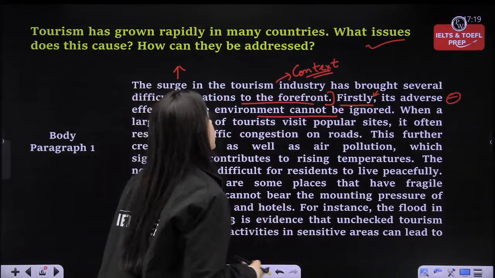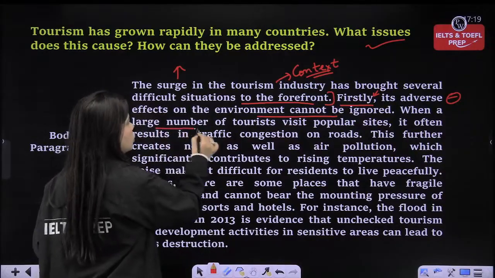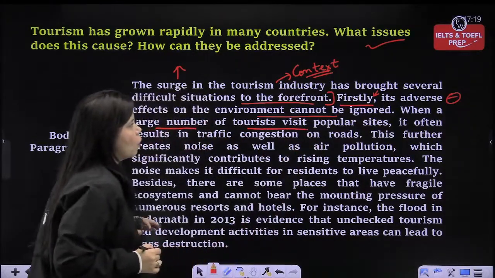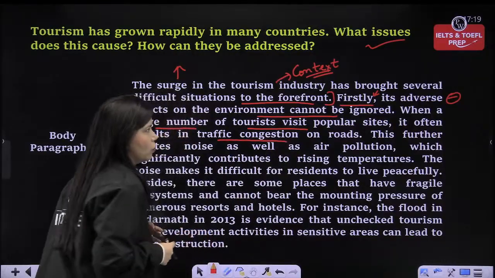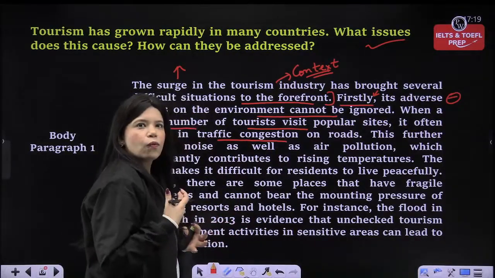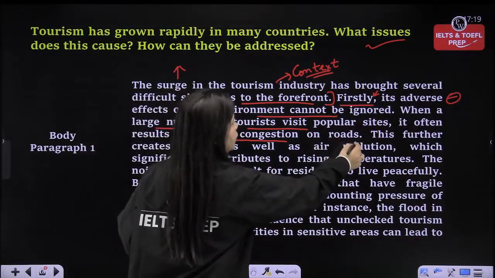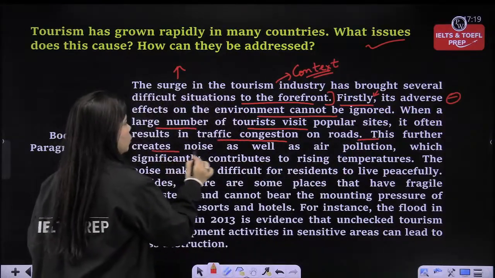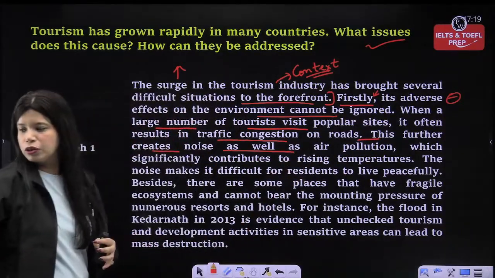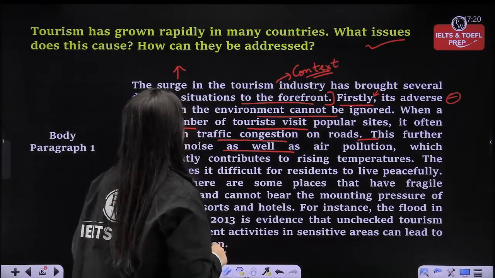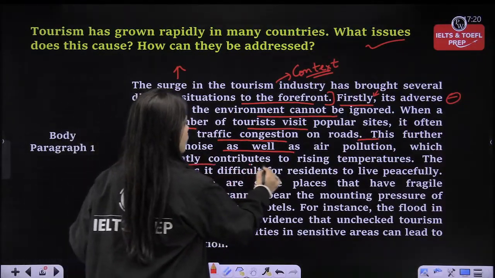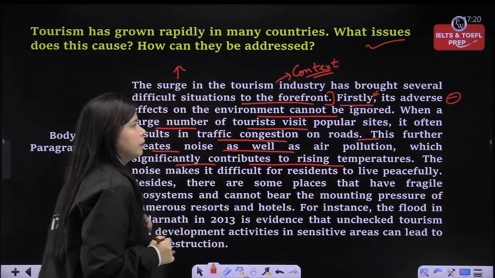And then I'm explaining it by saying when a large number of tourists visit popular sites, it often results in traffic congestion on roads. Traffic jam हो जाता है. What else happens? This further creates noise as well as air pollution, which significantly contributes to rising temperatures.